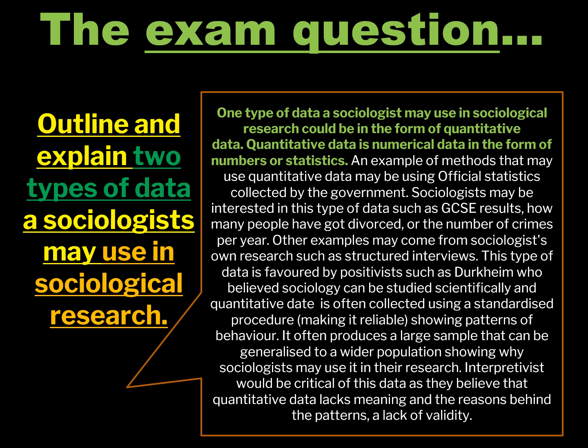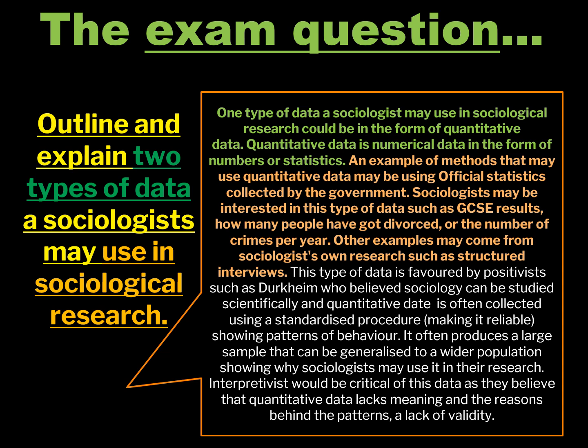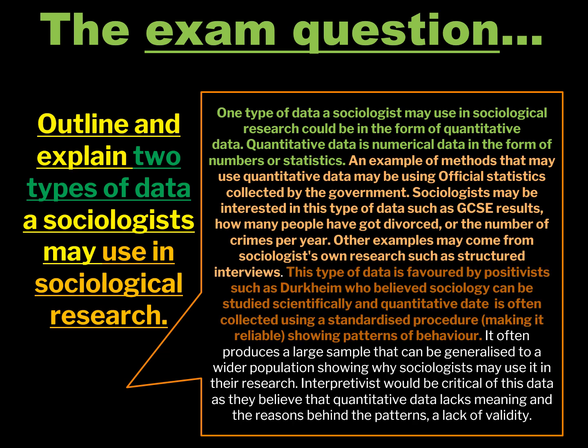The first part of the paragraph is about the type of data, and this links to the first part of the question. I've put that in green, and this is the student's knowledge about quantitative data. And then they start to discuss part B, the examples of the data and why sociologists might use it in sociological research. But then what the student does is start to make the link between the 2, and using both their knowledge of quantitative data, we can connect it to the sociologist that prefers it. So in this case, it is positivist.